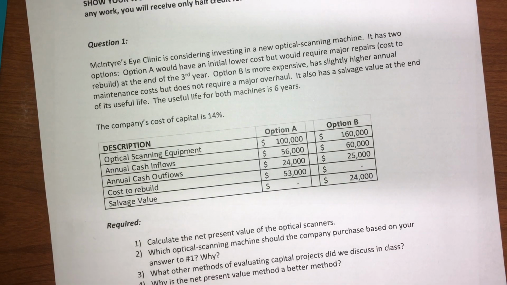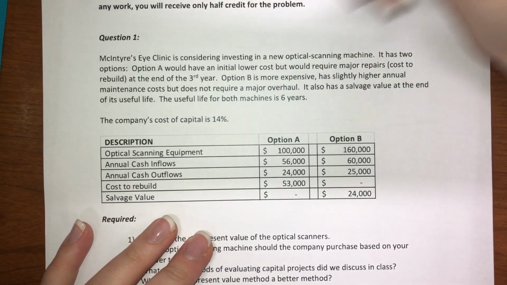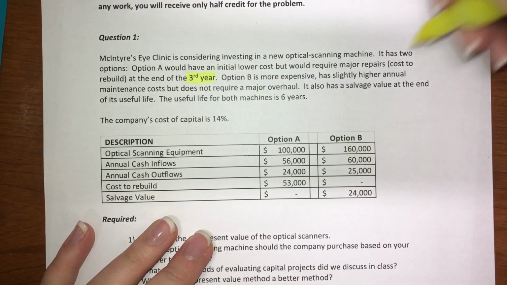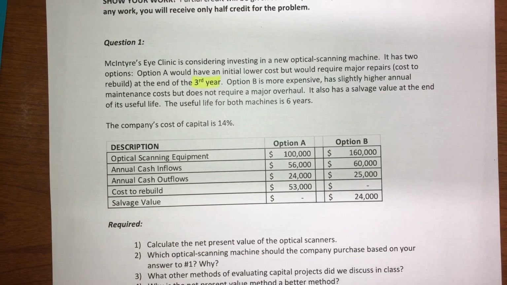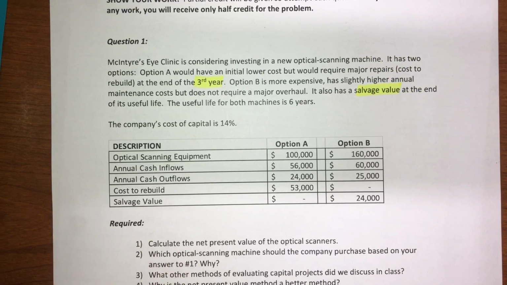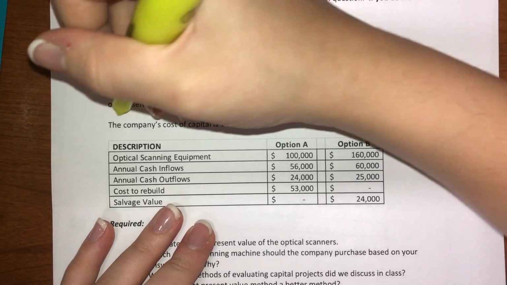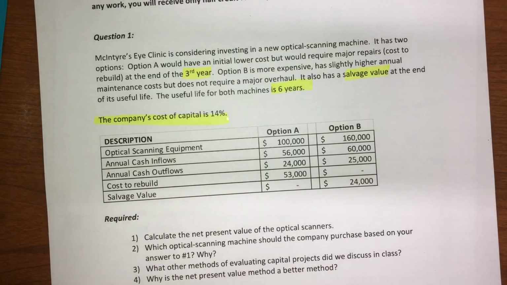McIntyre's Eye Clinic is considering investing in a new optical scanning machine. It has two options. Option A would have an initial lower cost but would require major repairs at the end of the third year, so that's kind of important. Option B is more expensive, has slightly higher annual maintenance costs, but does not require a major overhaul. Also has a salvage value at the end of its useful life. Its useful life is 6 years, and our company's cost of capital is 14%.